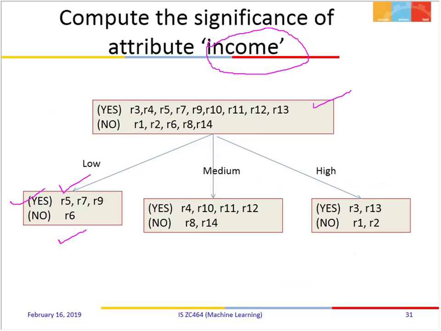Okay, so yes and no are representing the target classes, right? And splitting is on the value low of the attribute income. Income has 3 different possible values, V1, V2, V3, where V1 is low, V2 is medium, and V3 is high. Similarly, on the medium value, there are 6 samples which are distributing the information.